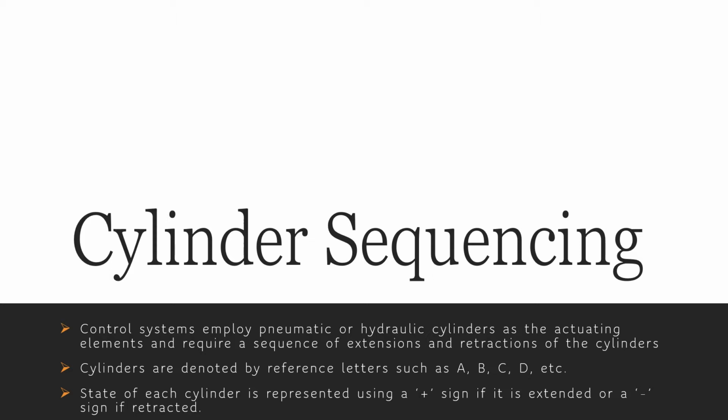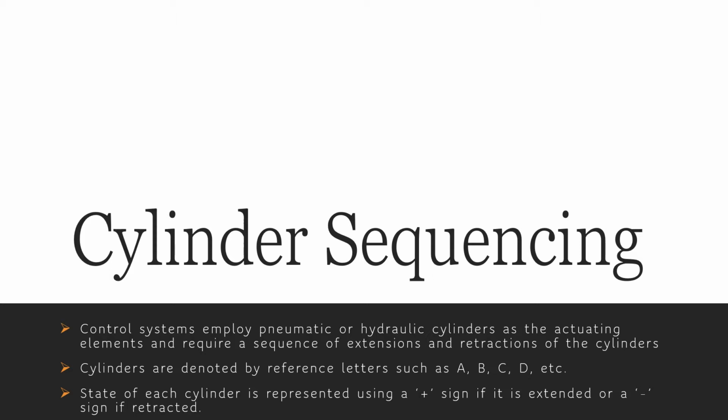For example, to carry out a particular action, two cylinders need to be extended and retracted in a particular sequence. For example, the first cylinder extends, the second cylinder extends, the first cylinder retracts, and the second cylinder retracts in that order. So the cylinder sequencing is done to program how the cylinders are extended or retracted.